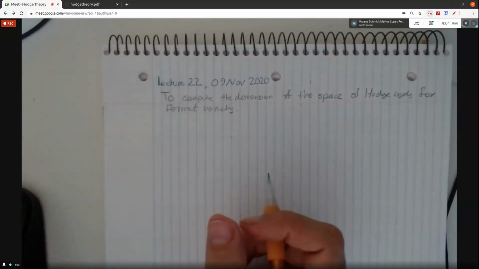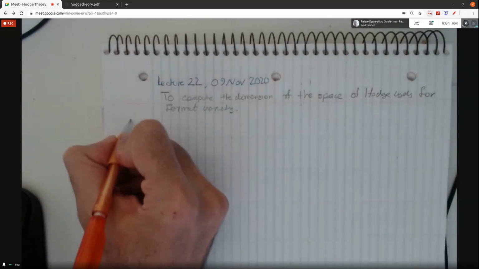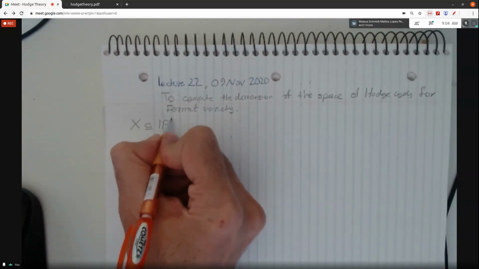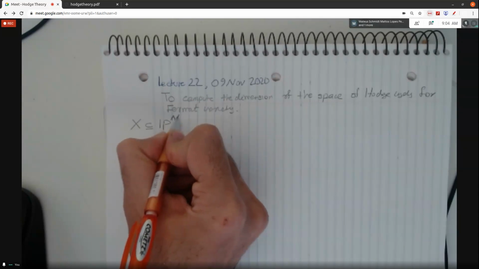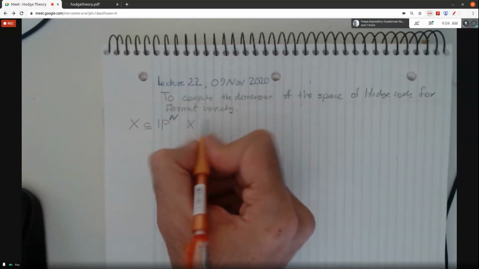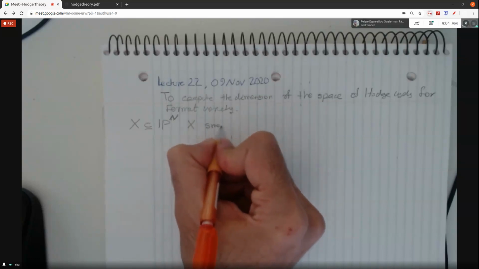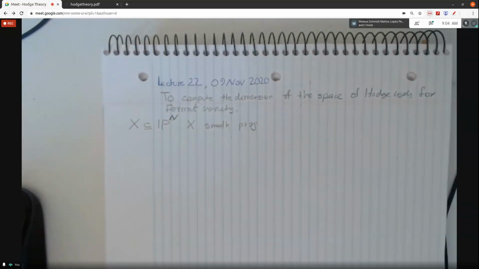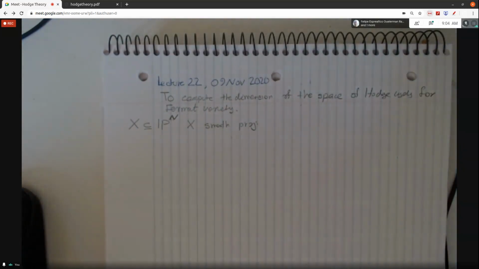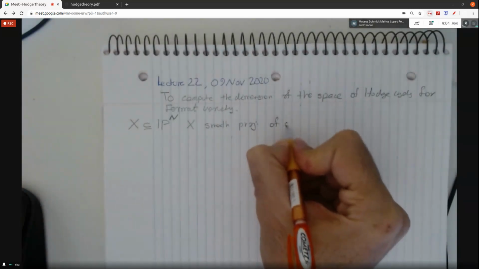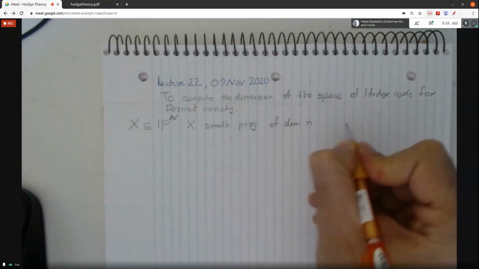Because a typical way to prove the Hodge conjecture for a smooth projective variety is this way. X is smooth projective. So just imagine that you have a projective variety and you want to prove the Hodge conjecture for X. So one typical way, let's say dimension n and even.